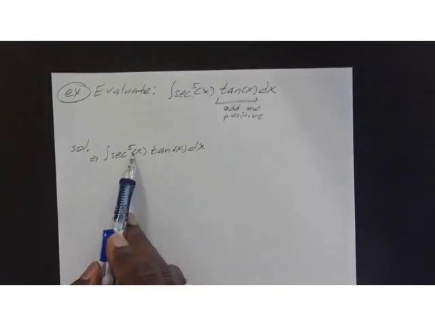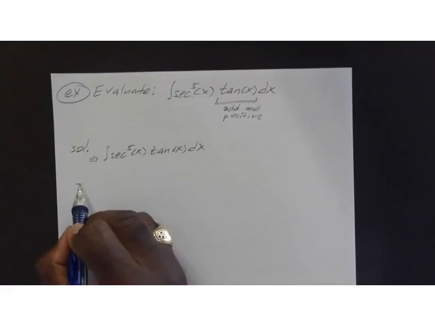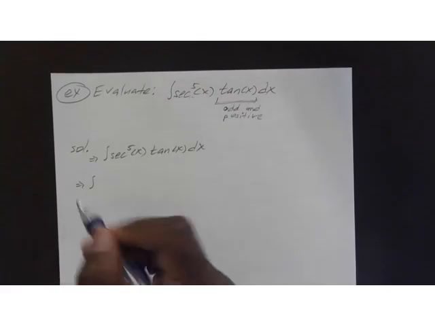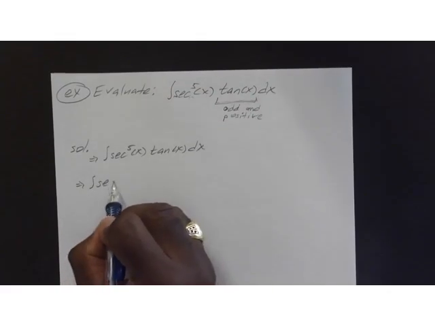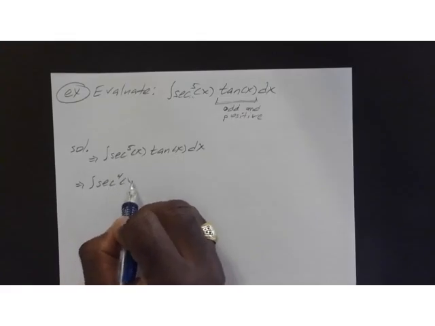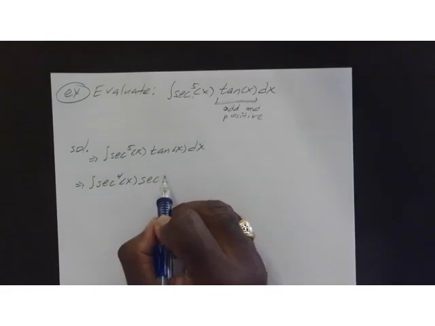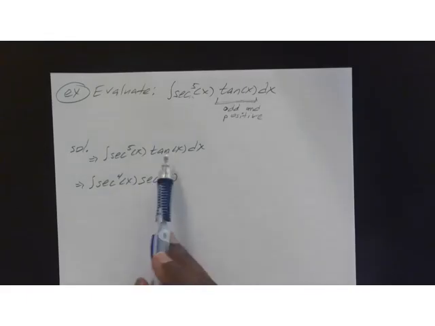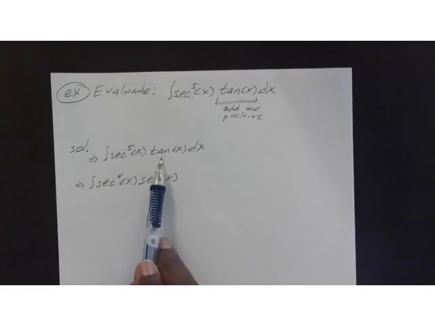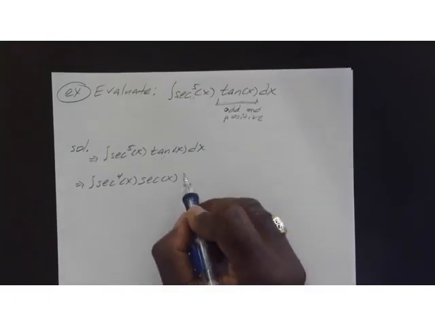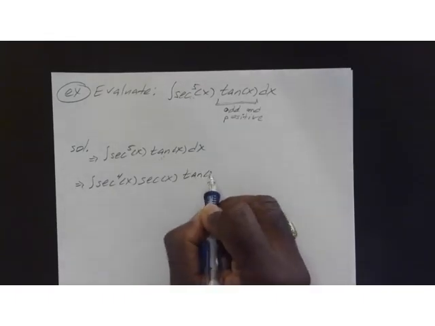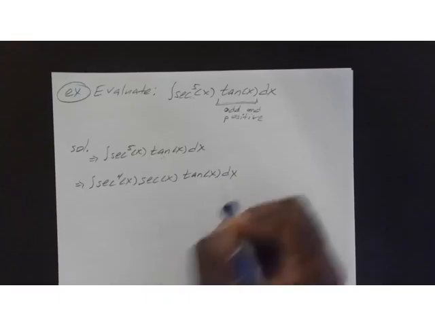So instead of secant to the fifth power, I'm going to rewrite it as the integral of secant to the fourth power times secant. You'll have that times tangent there. So times tangent of x with respect to x.